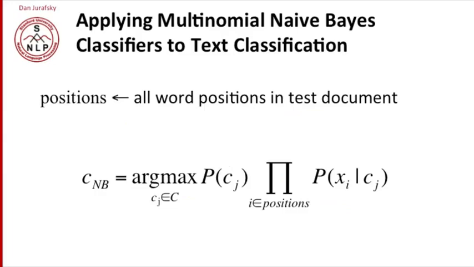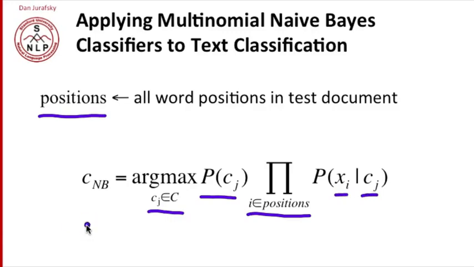Now looking specifically at text, first we're going to look at all word positions in a text document. So we have a text document and it has 100 words in it. For position number 1, position number 2, position number 3, we're going to look at all the classes, and for each class we're going to say what's the probability of the class. Then for each class we're going to walk through every position in the text, look at the word in that position and ask what's its probability given the class I'm looking at.